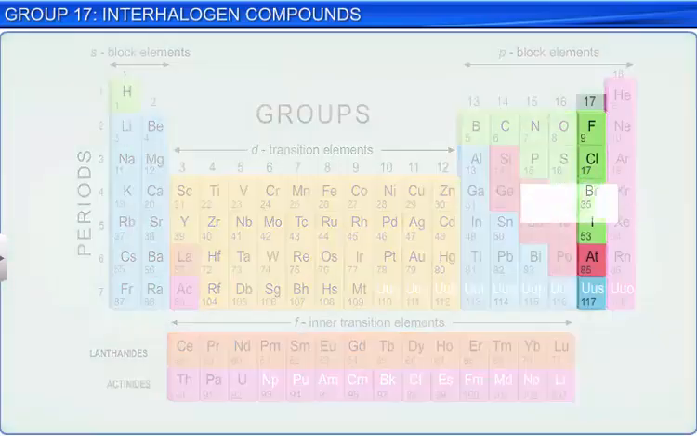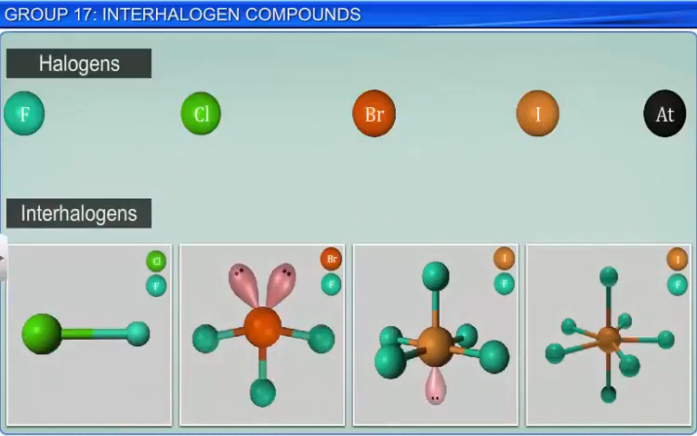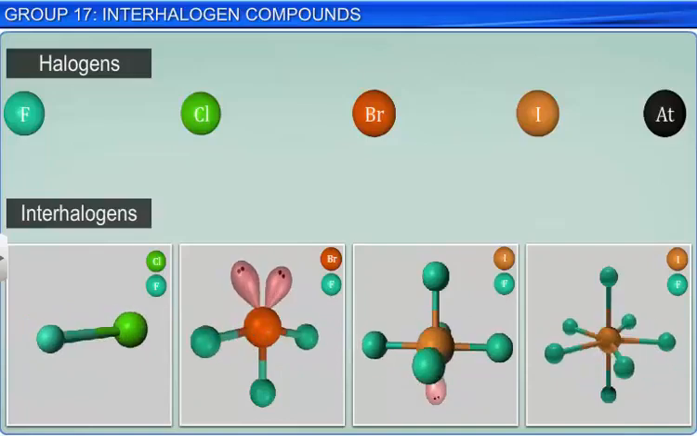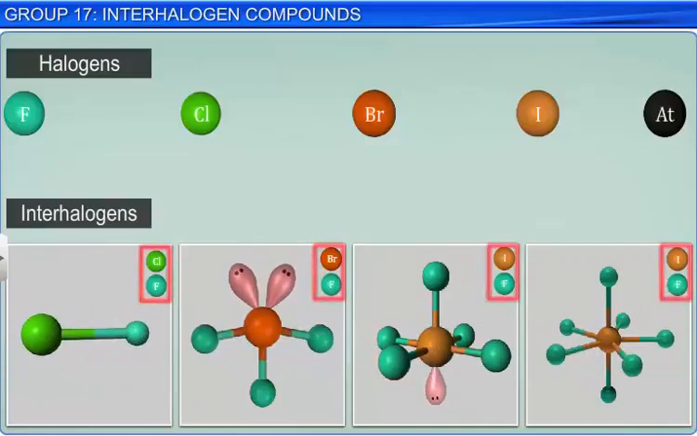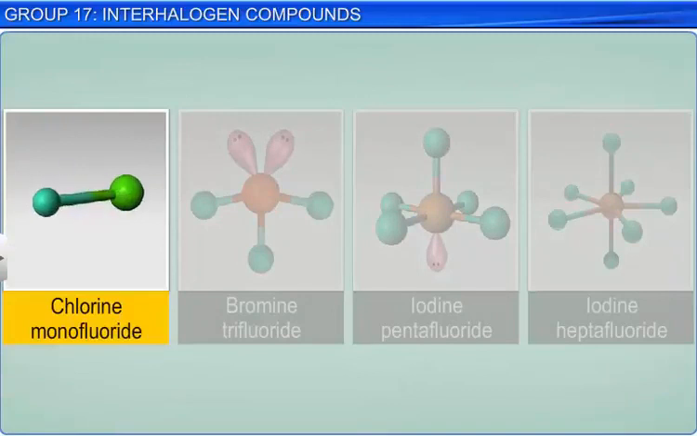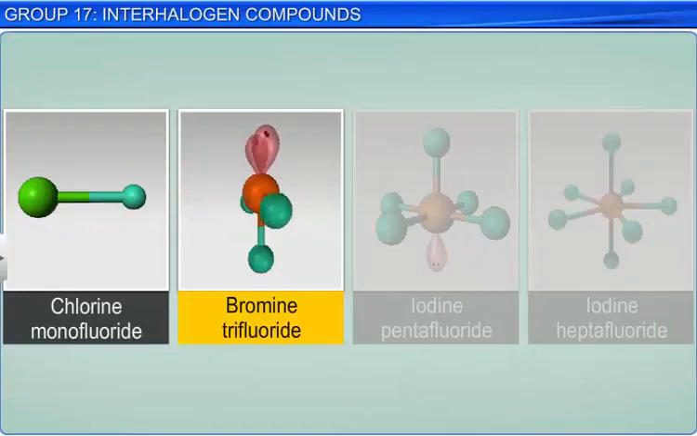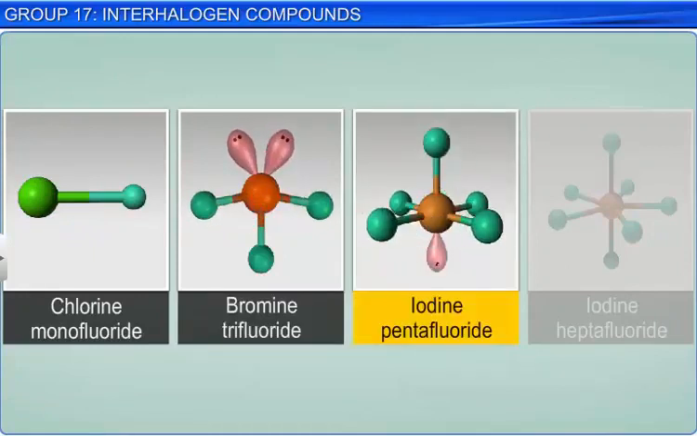Interhalogen compounds are the derivatives of halogens. Let us see the definition for interhalogen compounds. Compounds containing 2 different types of halogens are called interhalogen compounds. Example: chlorine monofluoride, bromine trifluoride, iodine pentafluoride, iodine heptafluoride, etc.